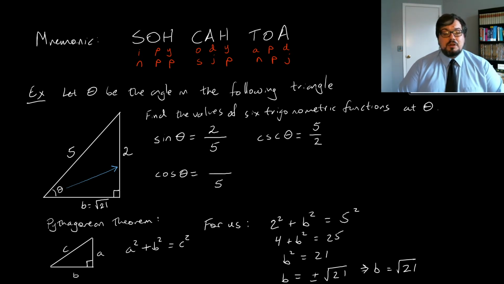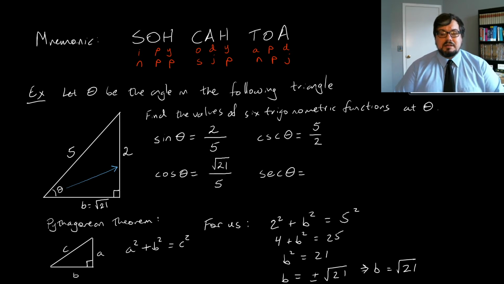So in this problem, cosine of theta is equal to the length of the adjacent side, which is the square root of 21, over the length of the hypotenuse, which is 5. Once we have cosine, we can work out secant, because secant is the reciprocal of cosine. The secant of theta will be the reciprocal of the cosine of theta. Cosine of theta is the square root of 21 over 5. Therefore, secant of theta is 5 over the square root of 21.